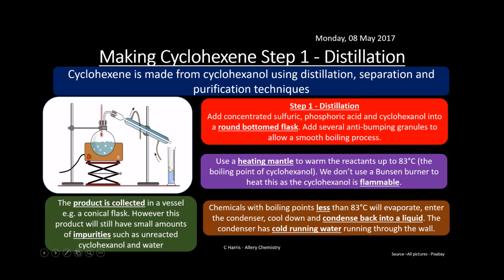Now, this is a measuring cylinder, but you can use a beaker. It doesn't really matter. So this is obviously collected, your product. This product will have small amounts of impurities in it. So you've got some unreacted cyclohexanol, and you've got water in there as well. So you'll have some other things in there that we need to try and remove. But on the whole, we have some of our product in there, but we need to get rid of these impurities. So that's the first step, distillation.